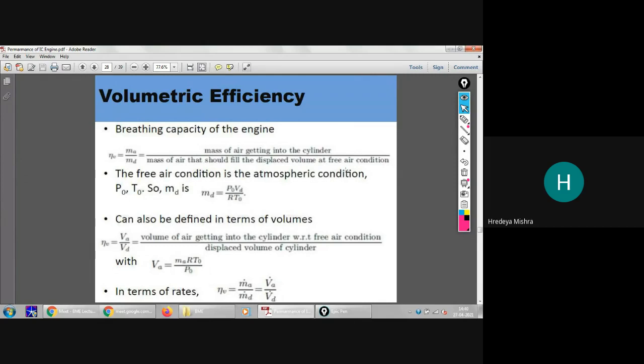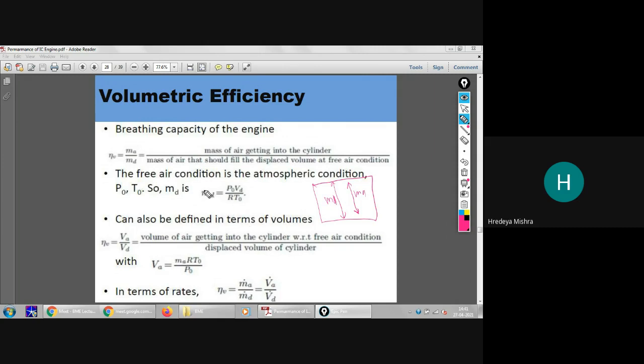So what is that? Here, this is your cylinder. If the full capacity is this much, but what happened? Air intake is only this much. This is your MA and this is your MD. It means how much the full volume is and how much air is filled.